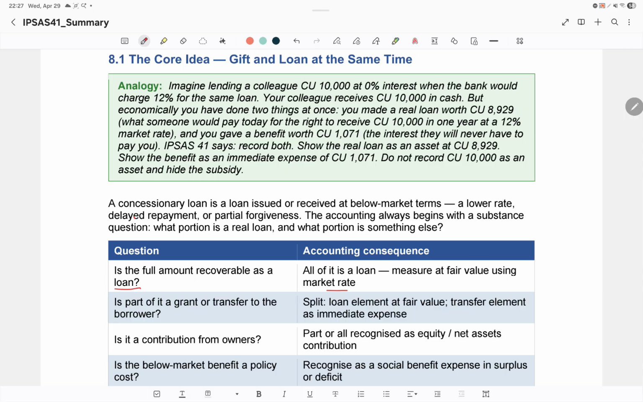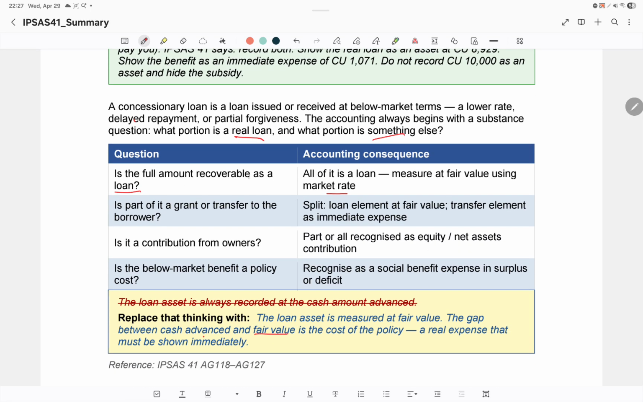The accounting always begins with a substance question. What portion is a real loan and what portion is something else? Is the full amount recoverable as a loan? That's the question you ask. If all of it is a loan, measure at fair value using the market rate. Is part of it a grant or transfer to the borrower? Split the loan element at fair value, and the transfer element as an immediate expense.